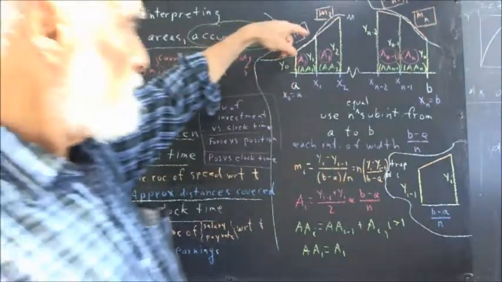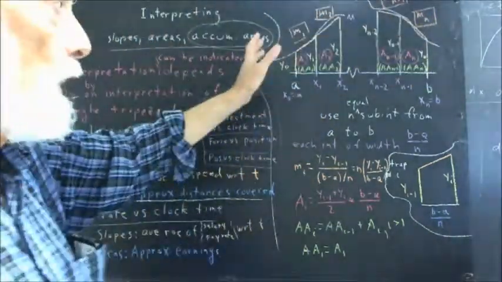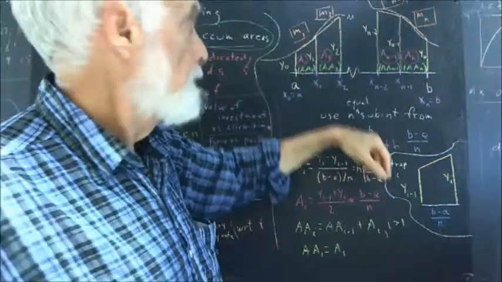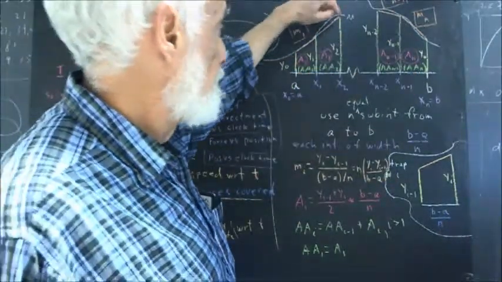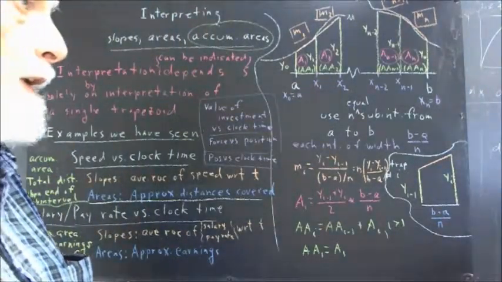The slope segments, the approximating segments, stay pretty close to the graph, so our areas and our accumulated areas will be pretty close to the actual areas and accumulated areas underneath the graph. And of course, we'll discuss that at greater length.